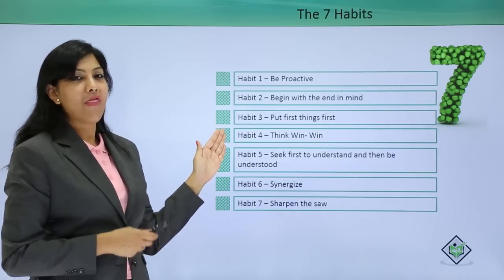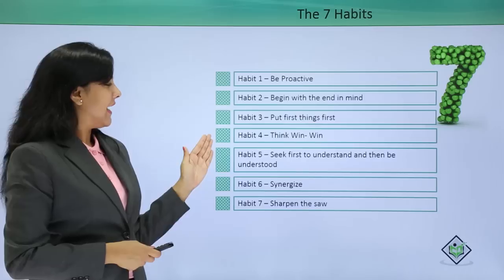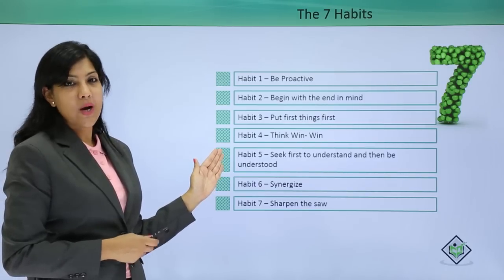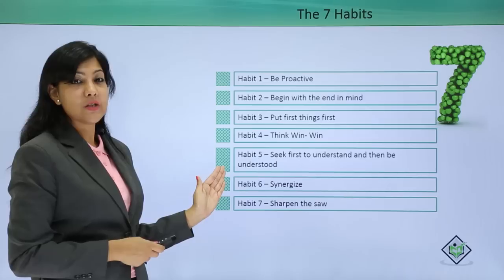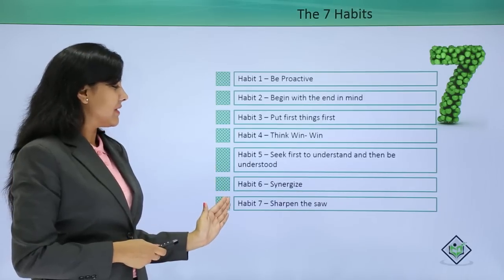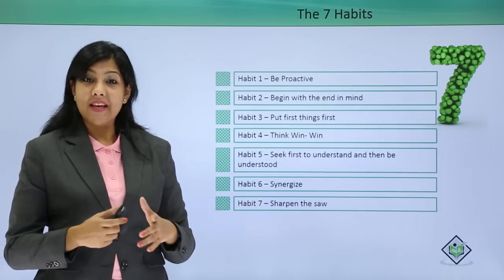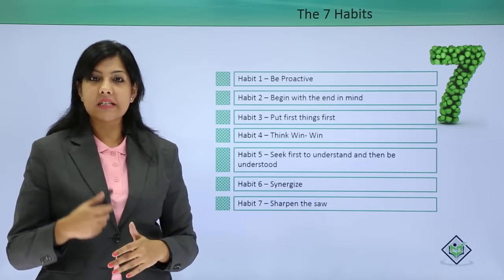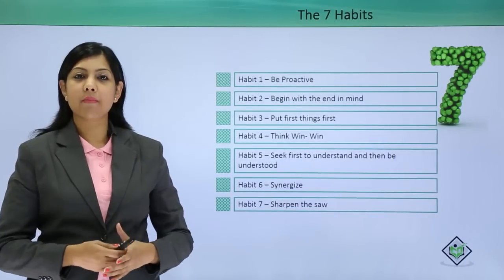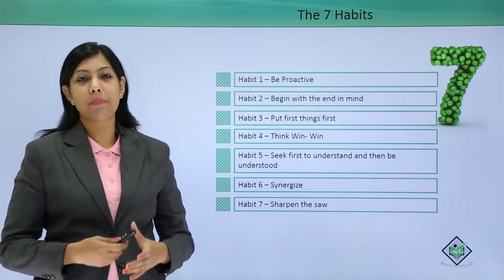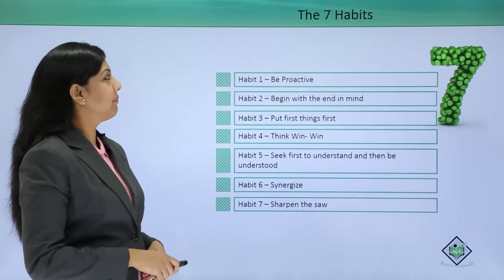Habit number 4, think win-win always. Habit number 5, seek first to understand and then be understood. Habit number 6 means to synergize. And habit number 7, sharpen the saw. These are our 7 habits, and we will discuss all these habits in a lot of detail now. So having seen the 7 habits, now let us understand what the benefits of these 7 habits are.